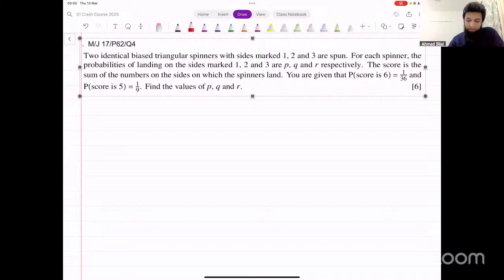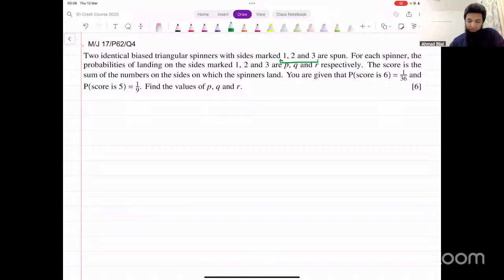2 identical biased triangular spinners with sides marked 1, 2, and 3 are spun. Okay, so we're spinning 2 spinners. They have their sides marked 1, 2, and 3. For each spinner, the probabilities of landing on the sides marked 1, 2, and 3 are P, Q, and R respectively. The score is the sum of the numbers on the sides on which the spinners land. You are given that the probability that the score is 6 is 1 over 36, and the probability that the score is 5 is 1 over 9. We need to find the values of P, Q, and R.